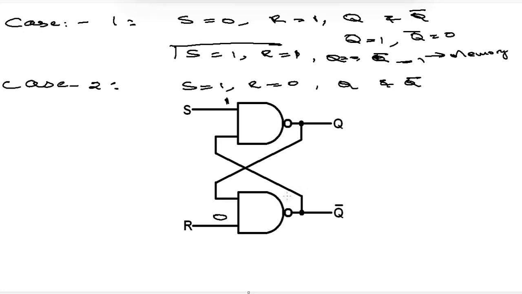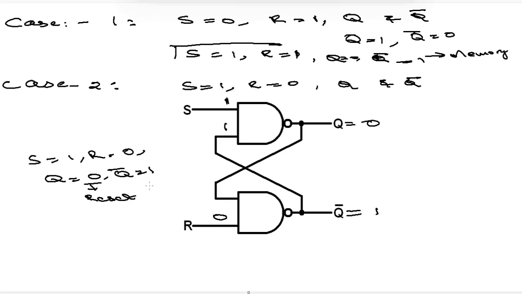Already we know that in a NAND gate, if any one input is 0, then the output will be 1. So Q bar will be 1. This value can be applied here. So 1, 1, we get Q value is 0. For S equal to 1, R equal to 0, we get the Q value is 0 and Q bar is 1. So Q value is 0 means this condition is called as reset condition.